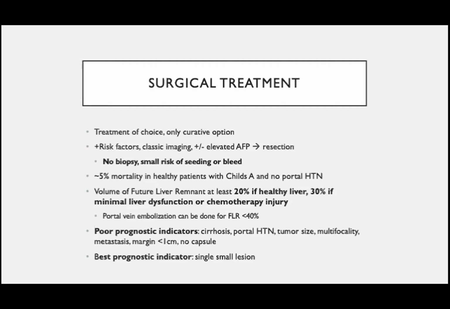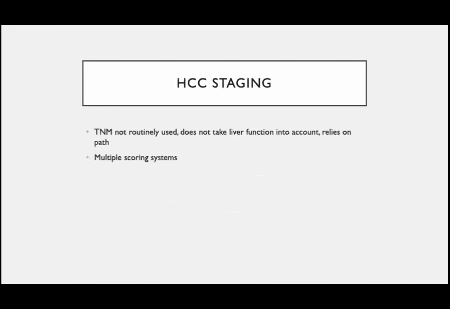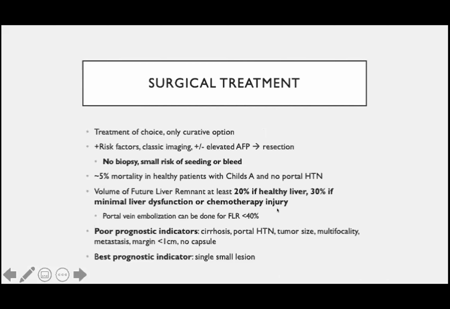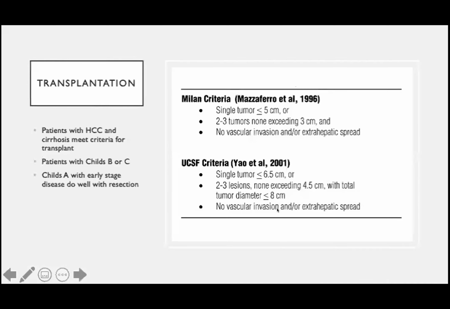Okay, great. And you said Child A has a 5% mortality, but when you go to Child B it jumps to 30%. Then Child C jumps to 80%. So that's way too high. In terms of transplantation, this is related to the article that we're going to talk about.